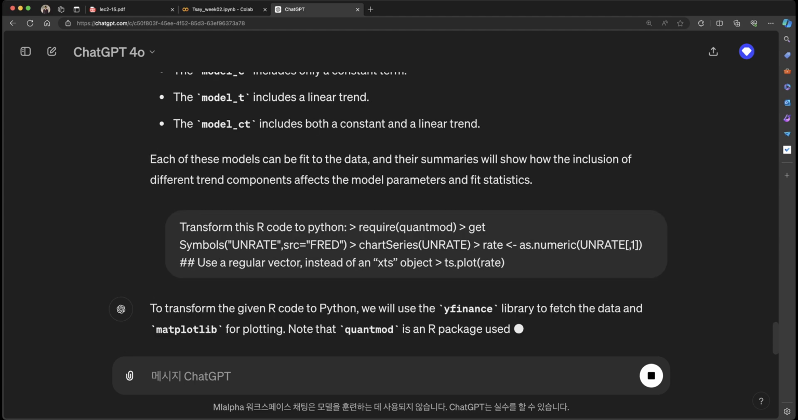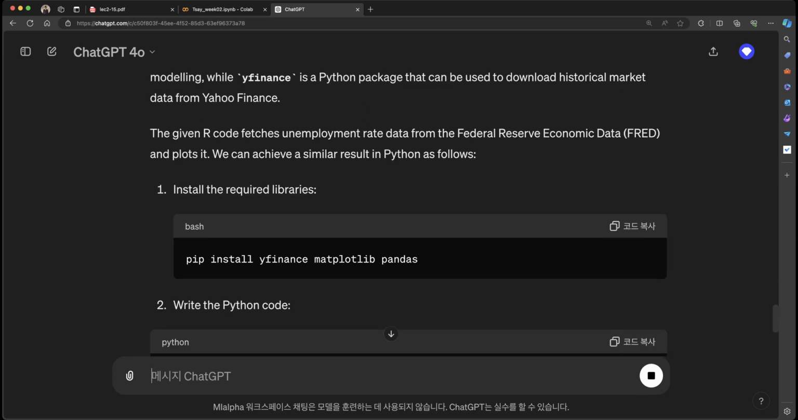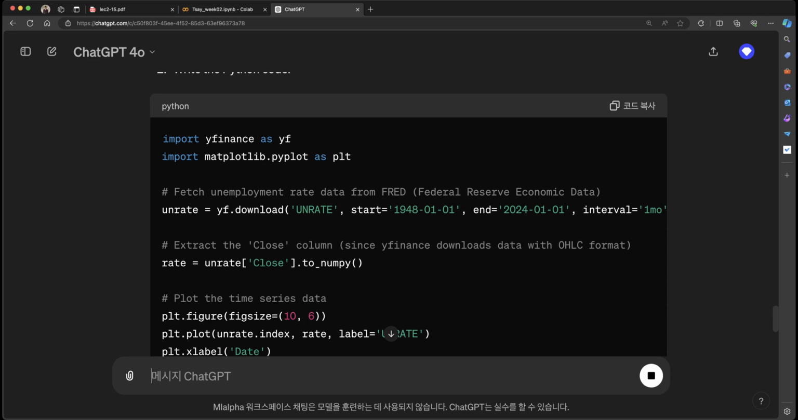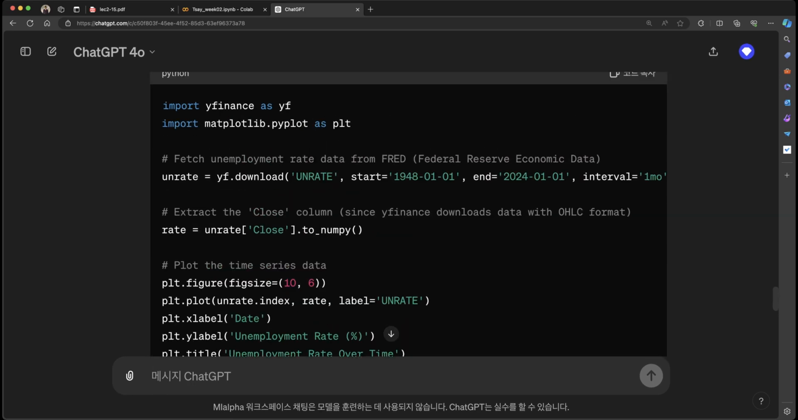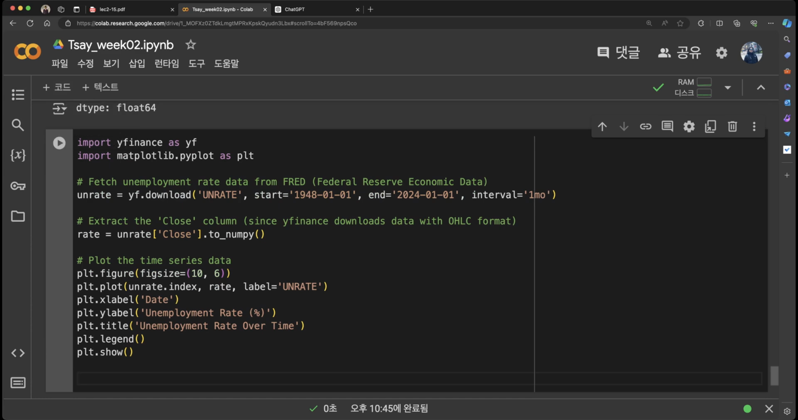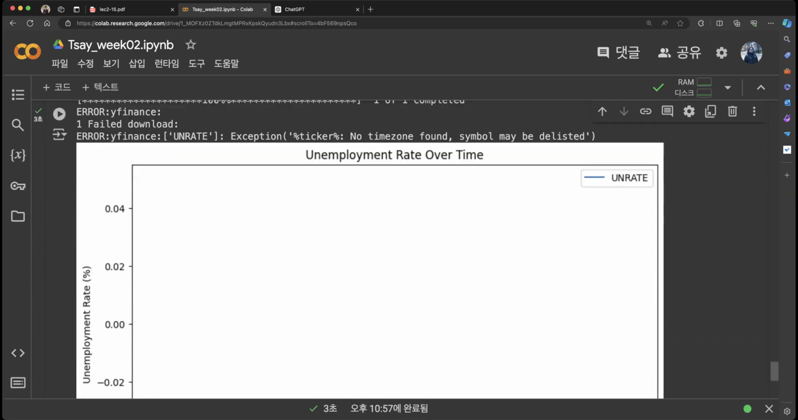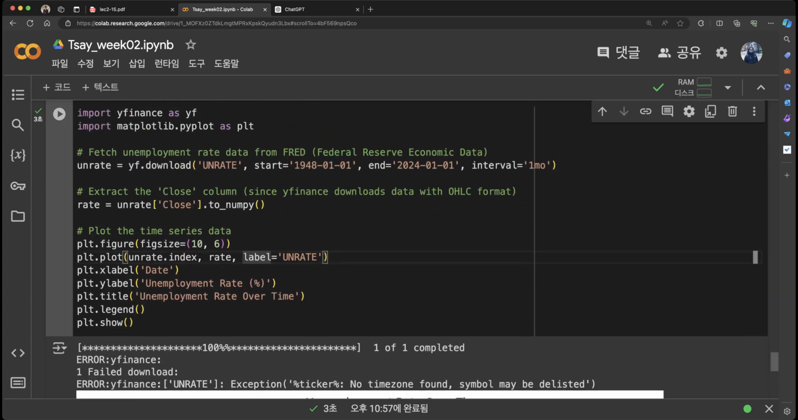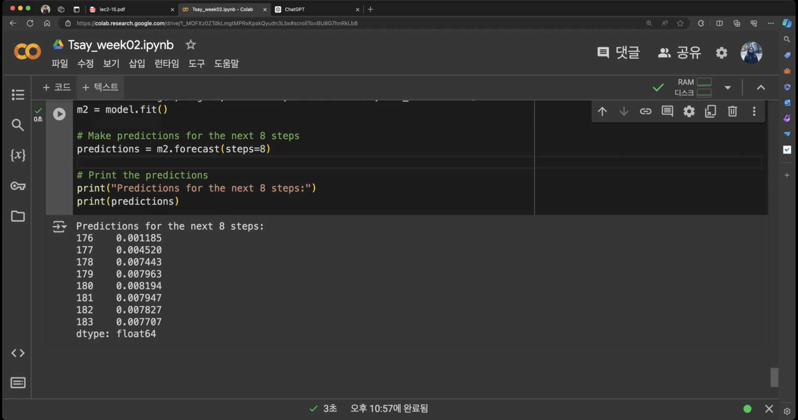To convert R to Python, it will use the yfinance library. Let me look at the explanation. It looks a bit inefficient, but let me try anyway. Then there is an error. yfinance does not work, so there is an error. Okay, let me try an alternative.